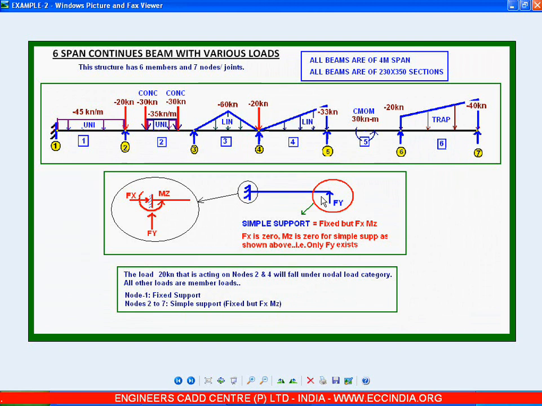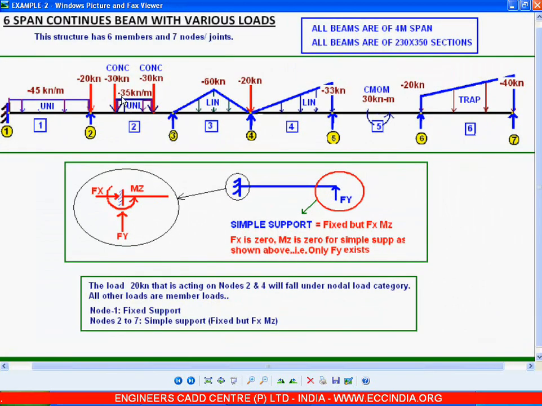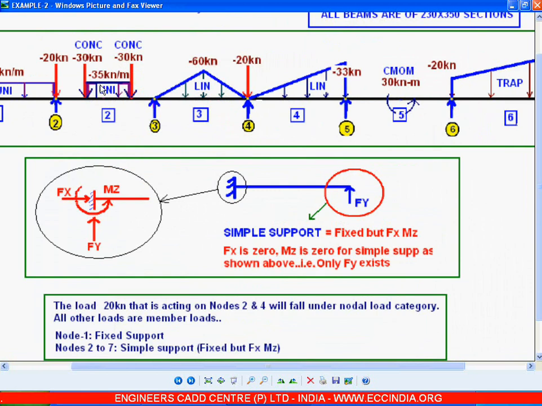Now let us see how to solve this problem. This is a 6-span continuous beam with various loads. On beam number 1 we have a UDL. On beam number 2 you have a UDL in the middle 2 meters, and you have a concentrated load at a distance of 1 meter from node number 2, and you have another concentrated load at a distance of 3 meters from node number 2.